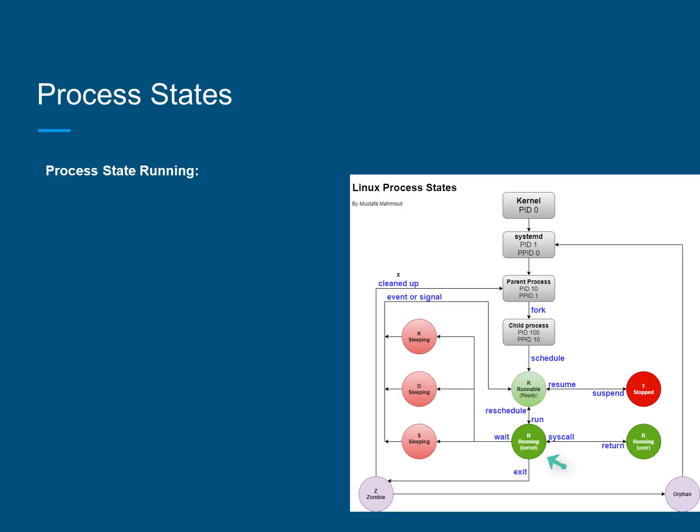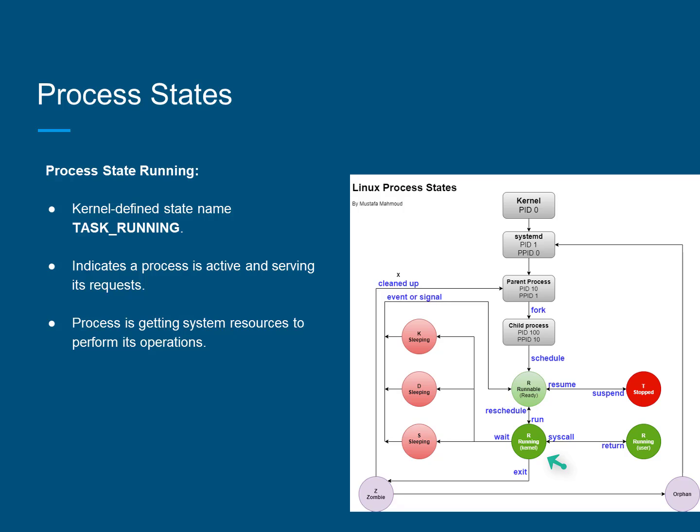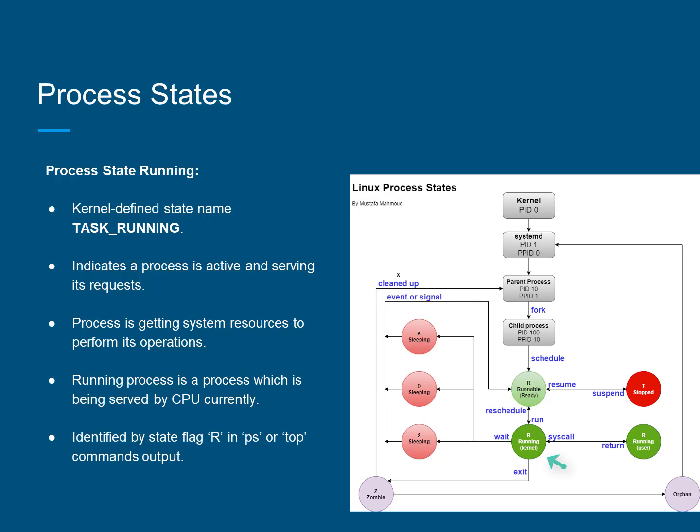Process state: running. Kernel-defined state name: TASK_RUNNING. This is the most healthy state of all. It indicates a process is active and serving its requests. The process is properly getting system resources, especially CPU, to perform its operations. A running process is a process which is being served by the CPU currently. It can be identified by state flag R in the ps or top commands output, as you will see later in this section in listing processes.